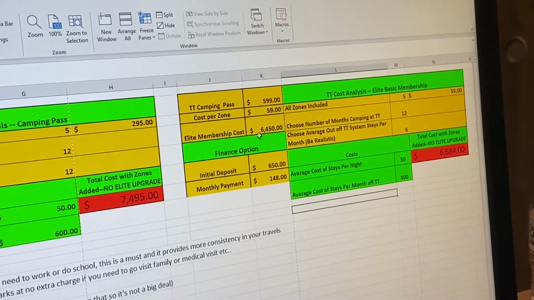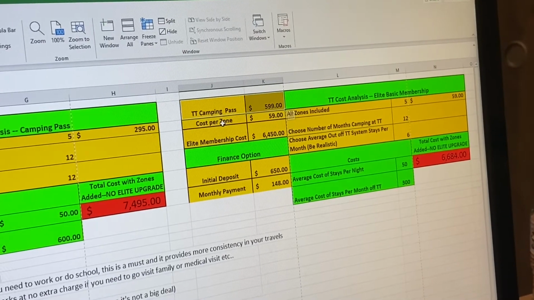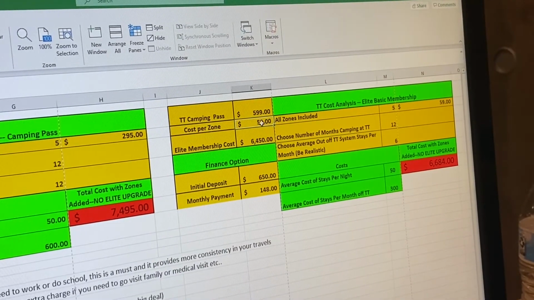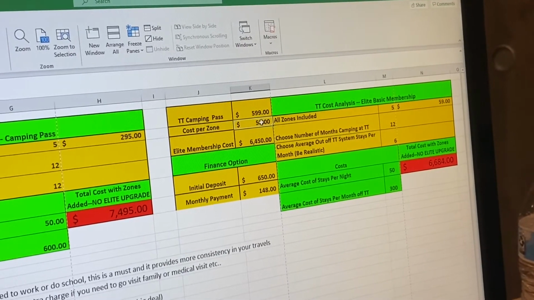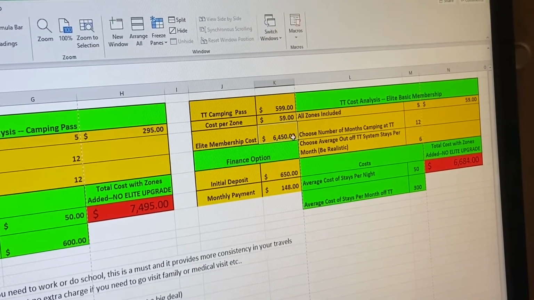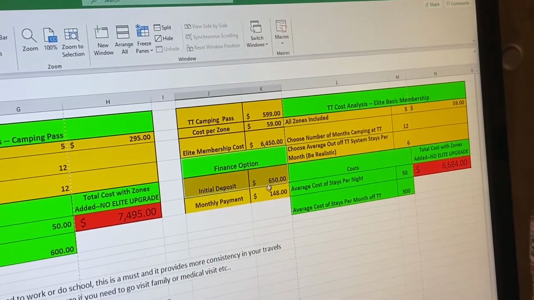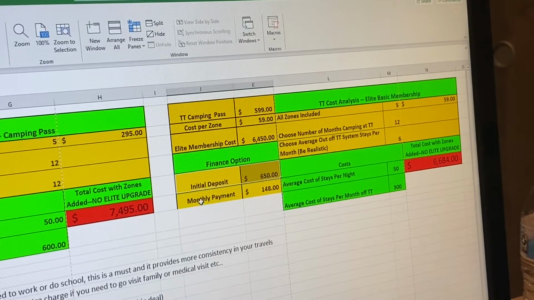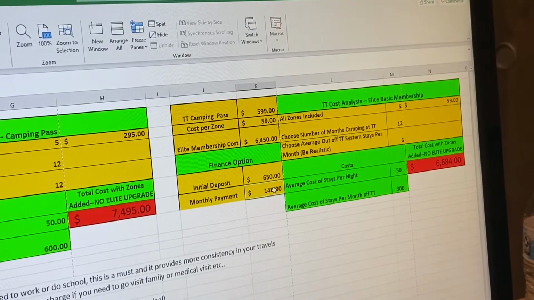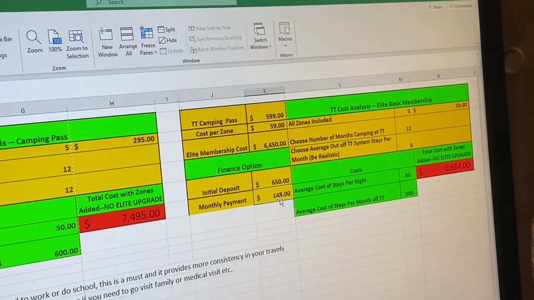And here we go. You have the camping pass. You have to have that in order to do an upgrade. We did pay $59 for a zone, which was the southeast zone, which is where we're at right now. We're in Florida. And then this cost here, you can do a one-time $64.50 for the Elite membership, or you can also finance it, which you put 10% down, and then the monthly cost is $148 per month, which is really not much if we really take advantage of the Thousand Trails parks and stay at them as much as possible, which we're planning to, as we want to save money.